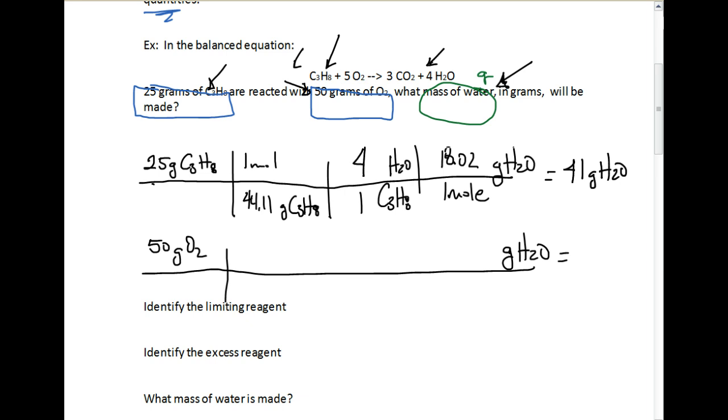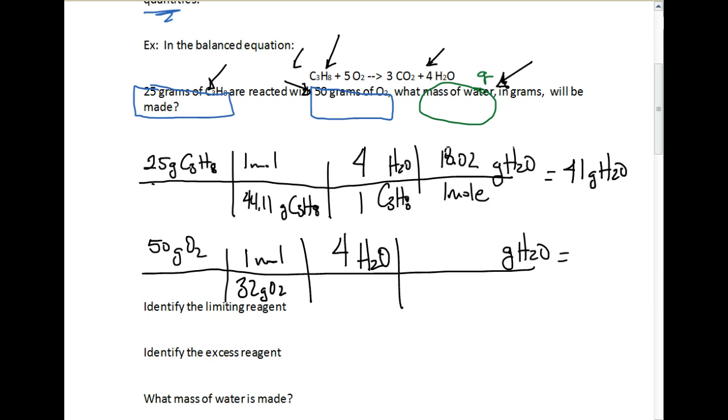Now we're going to go back down to our next problem, and we're going to do a grams to grams, 50 grams of oxygen going to grams of water. So I'm going to do 1 mole on top. We're going to do the molar mass of oxygen. It's 32 grams of oxygen for the molar mass. We're going to do our unknown over our known, with water being on top. We'll get the right one this time.